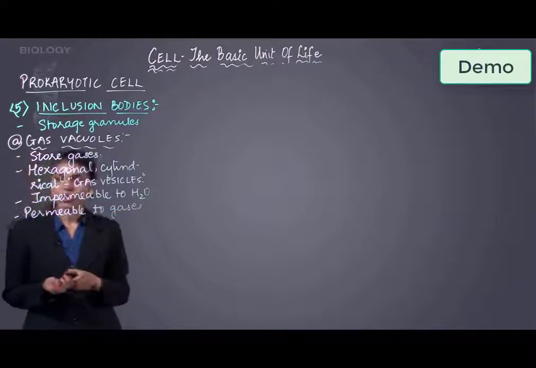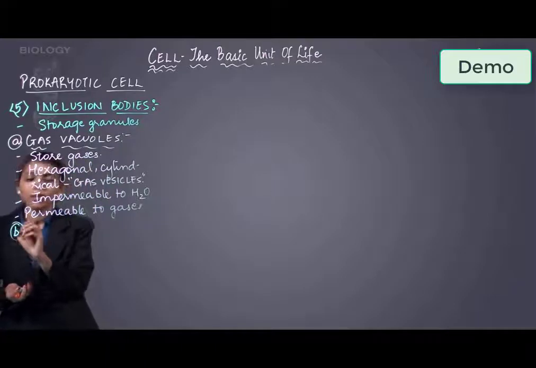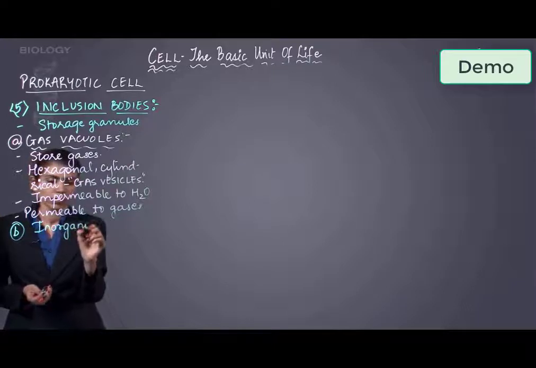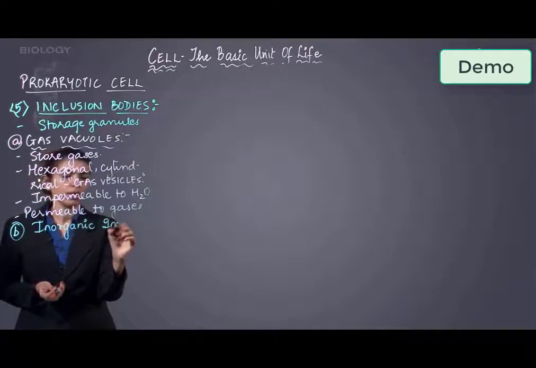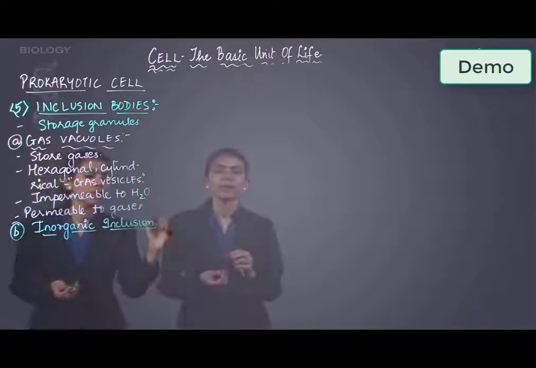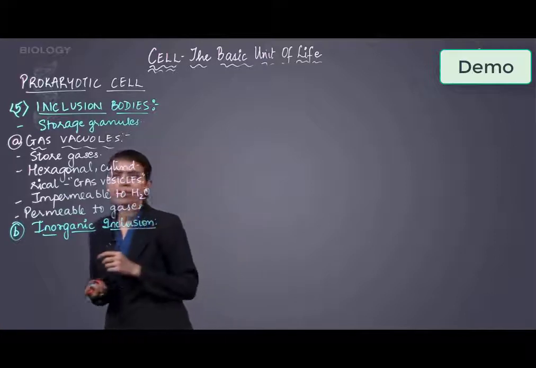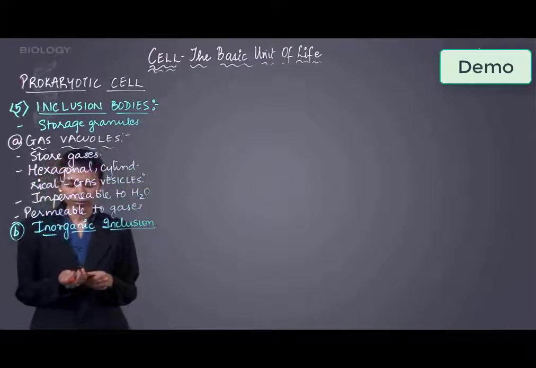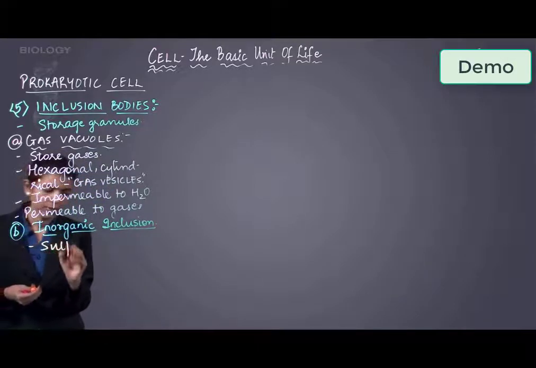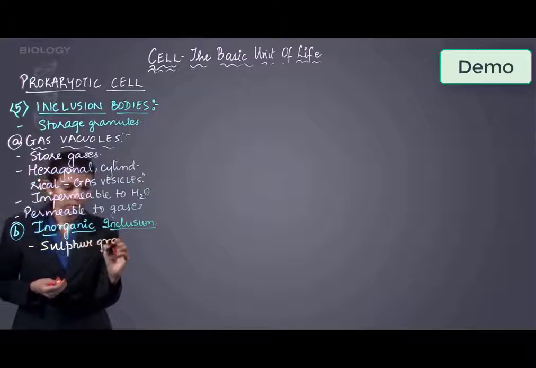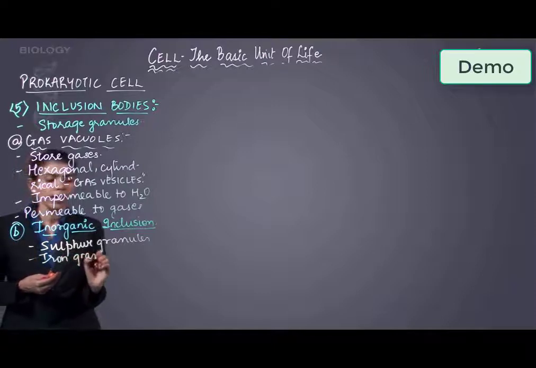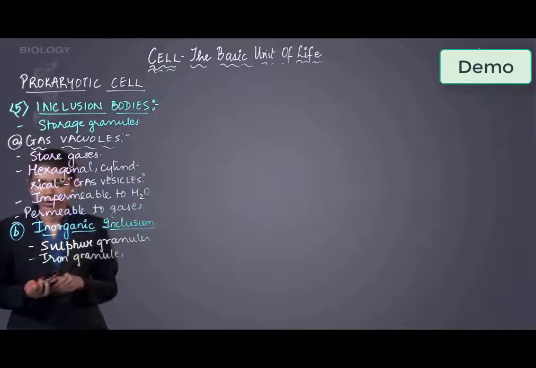Going on to the next one, which are the inorganic inclusions, or inorganic inclusion bodies. In inorganic inclusions, we have granules like those of sulfur, those of iron. So in inorganic, we have the sulfur granules, we have iron granules, and the third inclusion body are the organic inclusion bodies.